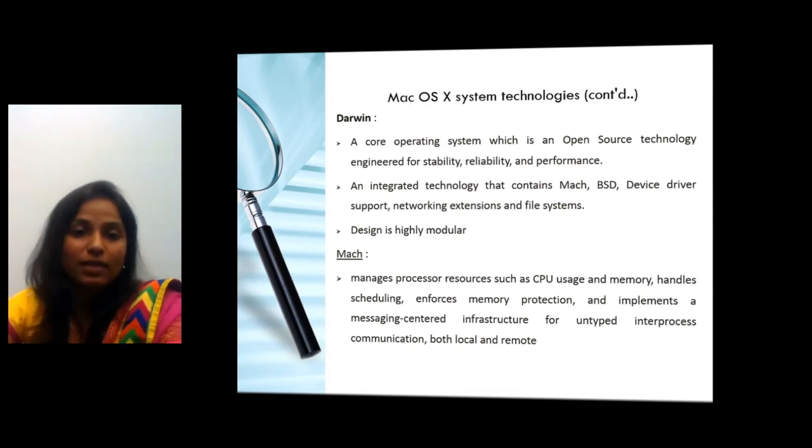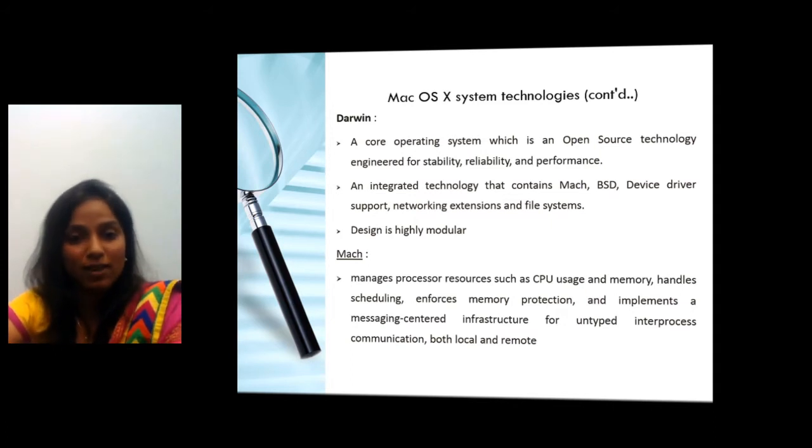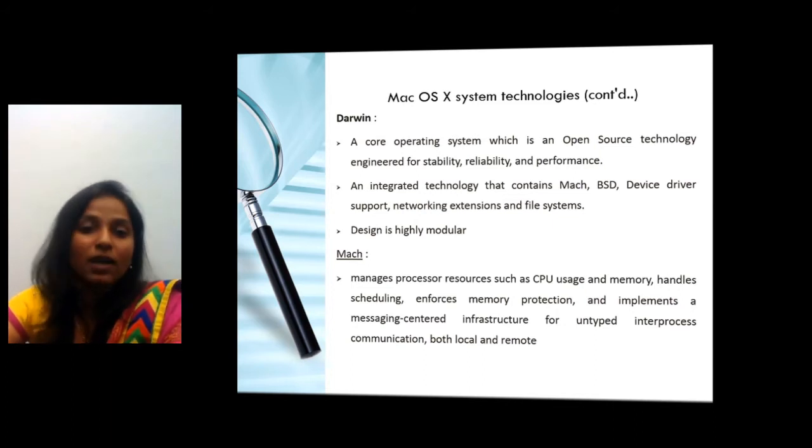Darwin is the core of the operating system, which is completely related to Unix operating system technologies at the core level. The core operating system is an open source technology engineered for stability, reliability, and performance. This is an integrated technology that contains Mach, BSD, device drivers support, networking extensions, and file systems, which we are going to describe later in depth.